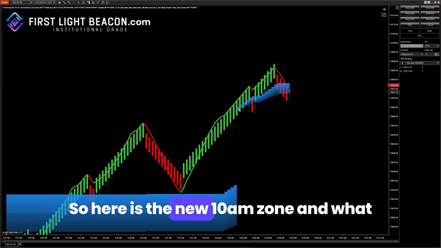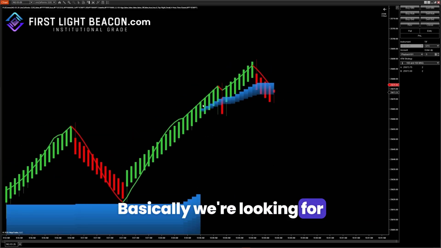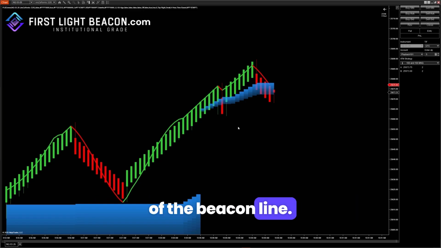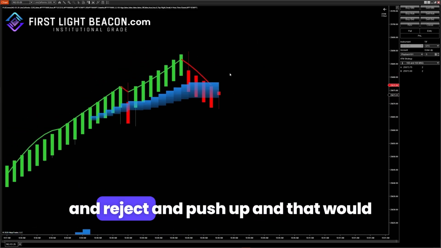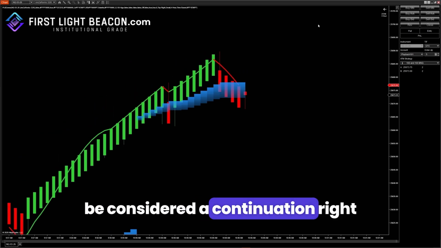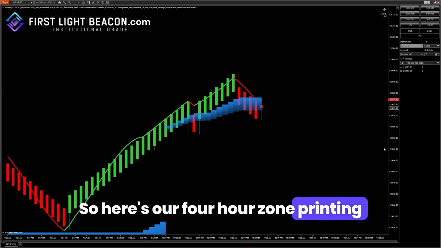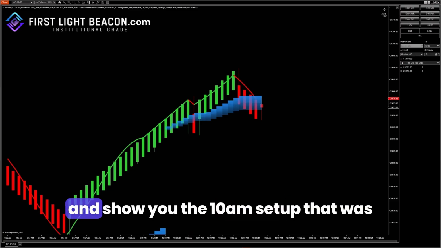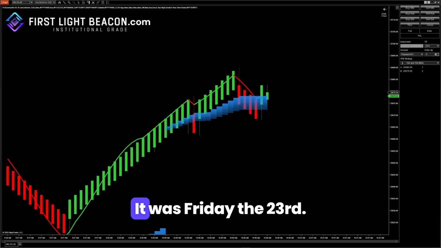So here is the new 10 a.m. zone. And what we're looking for is the same rules. Basically, we're looking for a cross through and the cross back of the beacon line, not candles, or we're looking for the beacon line to come in and reject and push up, and that would be considered a continuation off of the 4-hour zone. So here's our 4-hour zone printing, and I'm going to play this forward and show you the 10 a.m. setup that was on Friday the 23rd.